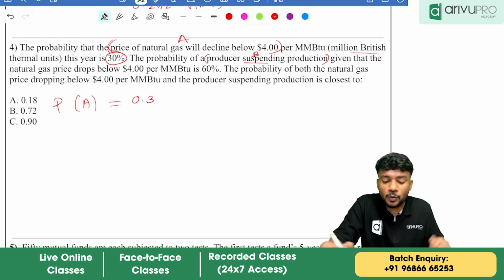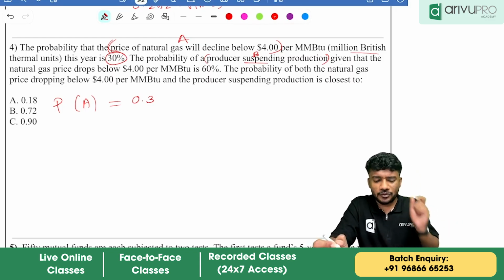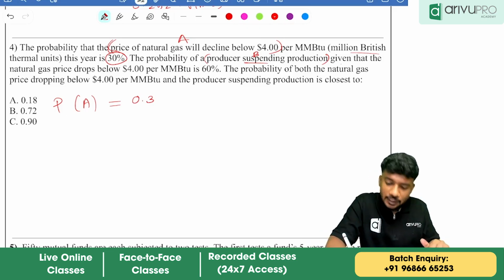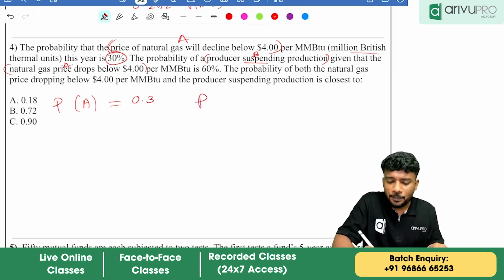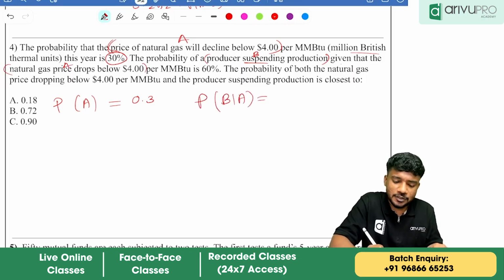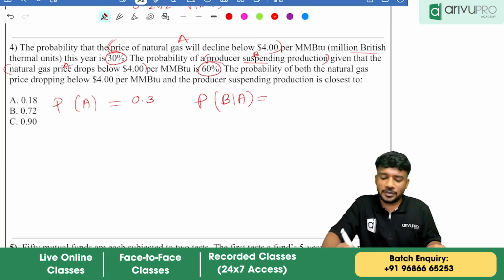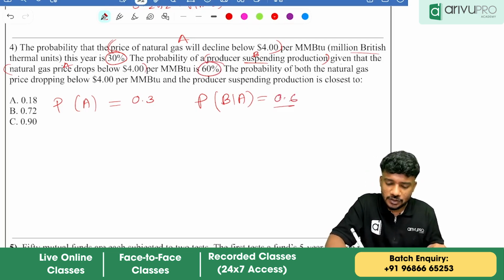Suspending production, I'll call it event B. Given that the natural gas price falls below $4, that is nothing but A. So, P of B given A is equal to how much as per the question? It is 60%, that is 0.6.